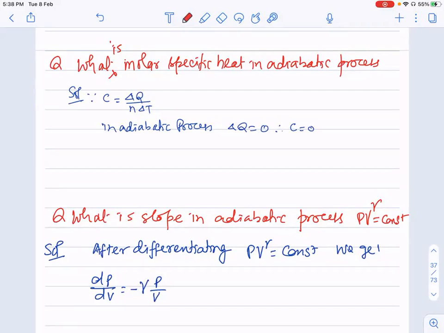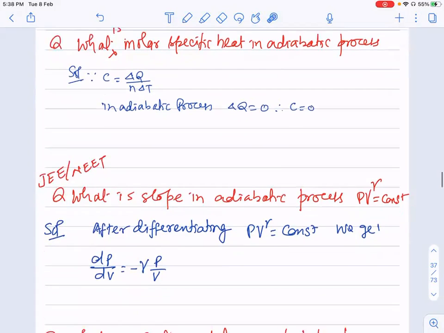So this is useful for JEE and NEET, because differentiation is involved. We are not doing the differentiation, just directly writing; you have to just remember. Gamma is always greater than 1 because gamma is Cp by Cv, and Cp is greater, so gamma is greater than 1. So here the slope is more. It is a negative slope, but a steeper one.